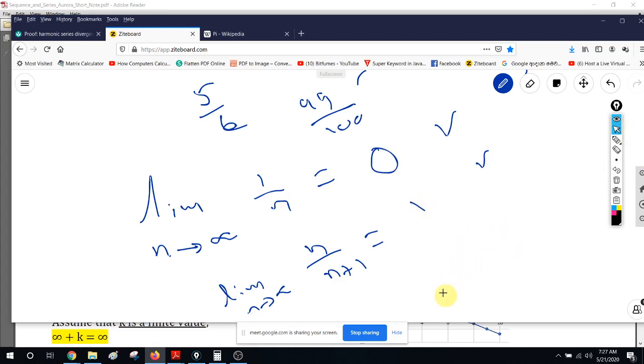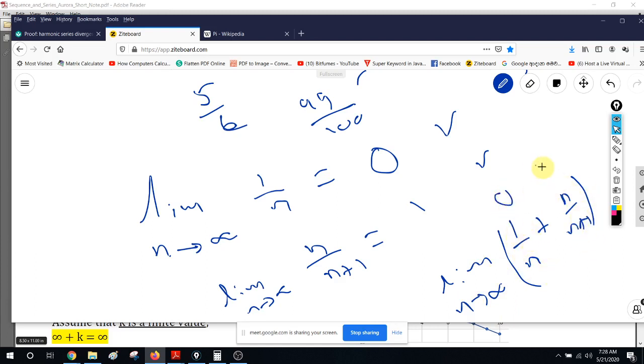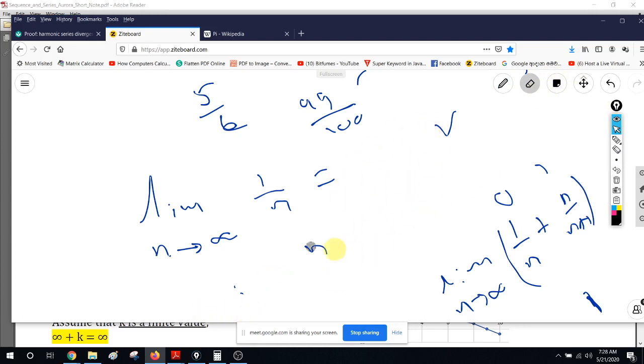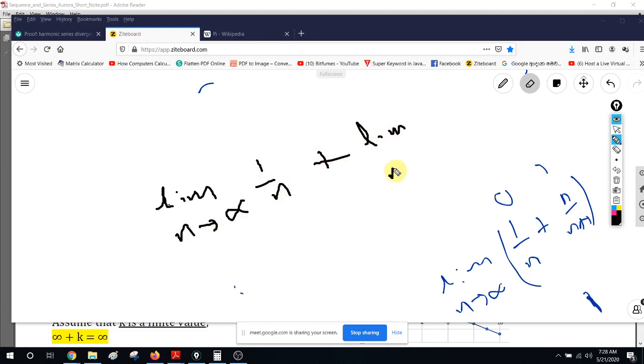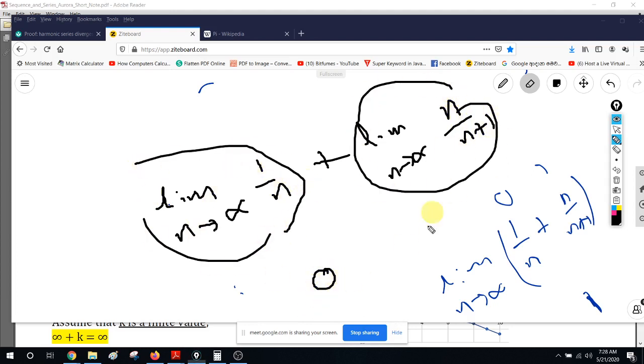Now someone asks you, what is the limit as n reaches infinity of 1 over n plus n over n plus 1? What is this value? You know that 1 over n is going to reach 0, n over n plus 1 is going to reach 1, and 0 plus 1 is 1. That is exactly what this rule says. You can write this as limit as n tends to infinity of 1 over n plus limit as n tends to infinity of n over n plus 1. We know that this is 0, we know that this is 1, therefore 0 plus 1 is 1.